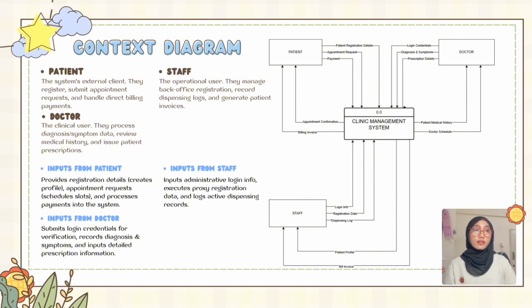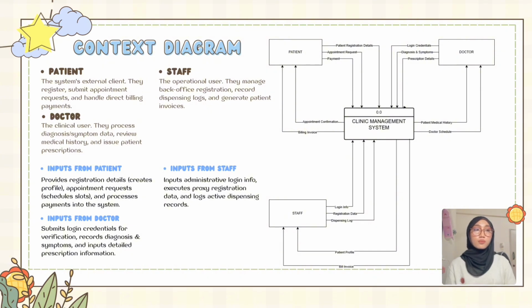This is the context diagram for our clinic management system. It shows the data flow between the system and three main entities: patient, doctors, and staff. The patient will send a registration, appointment, and payment into the system and receive back confirmation and invoices. The second entity is the doctor flow.